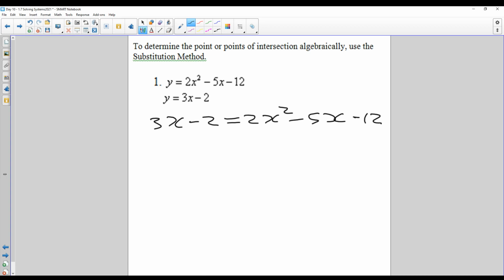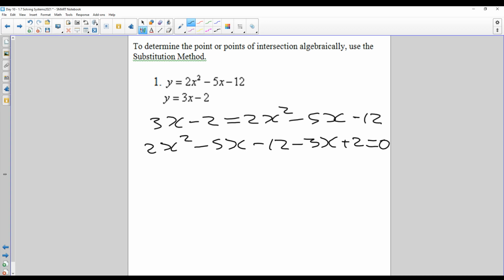Absolutely, because this looks a lot like the homework we just talked about. So when we're trying to solve a quadratic, the goal is always to try to make everything equal to 0, right? So I'm going to take 2x squared minus 5x minus 12 and minus 3x plus 2 equals 0.